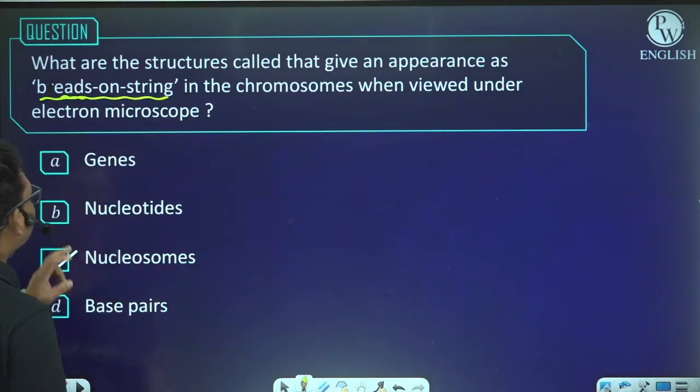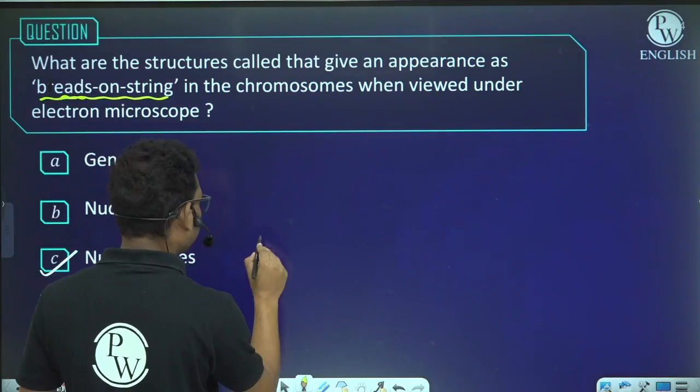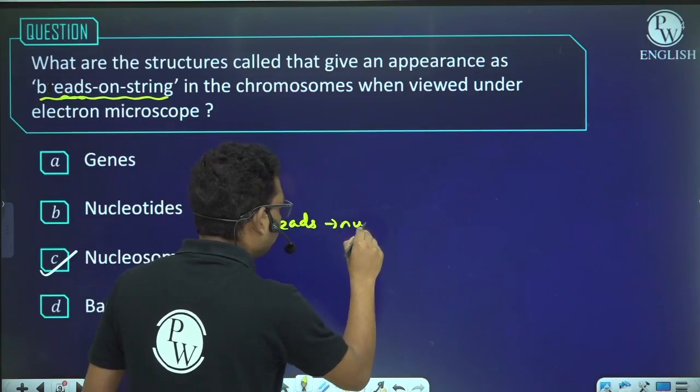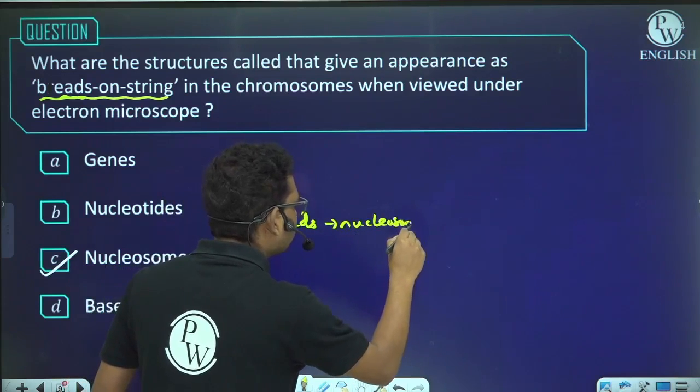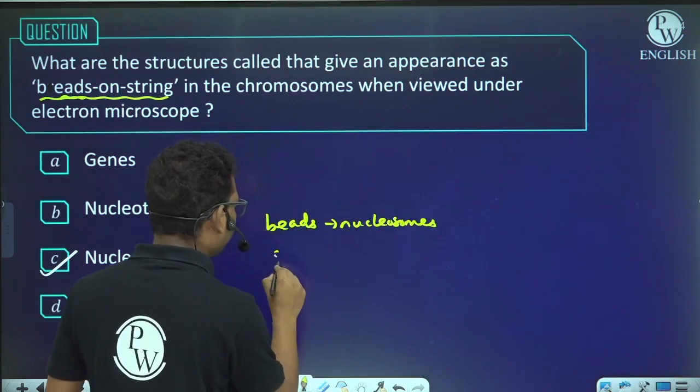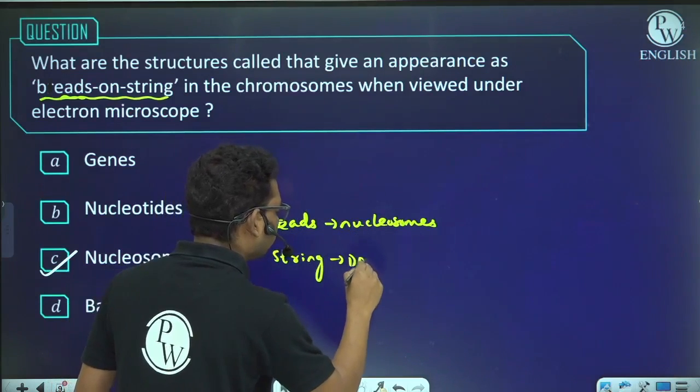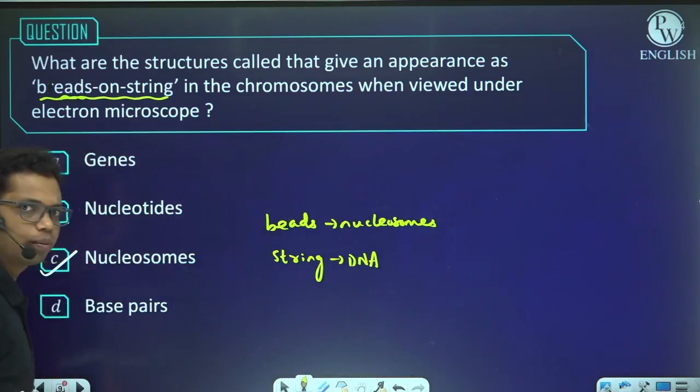And in this case, the beads are basically nucleosomes, and this string is basically compared with the DNA molecule. Okay.